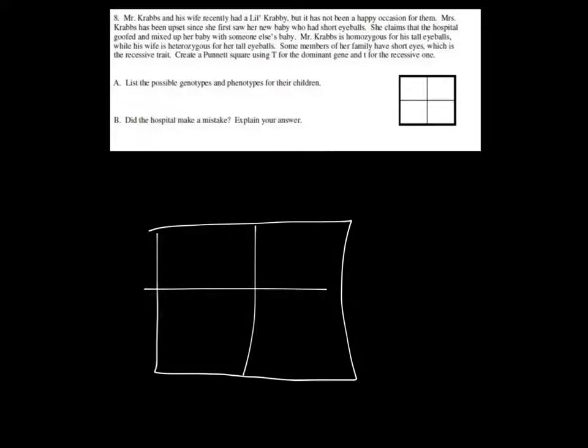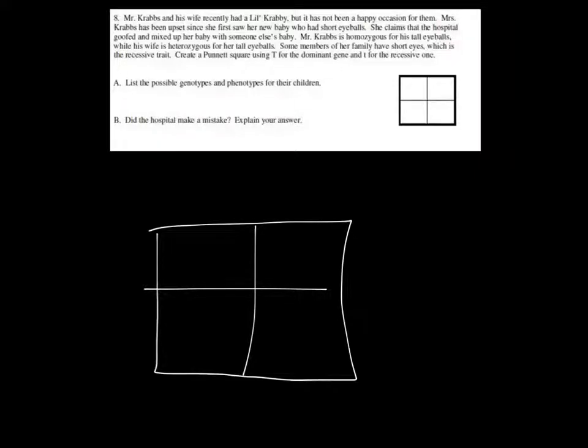This is an example of a simple monohybrid completely dominant trait. So here we're looking at Mr. and Mrs. Krabs, and we're looking at tall eyeballs. And the problem says that tall eyeballs are dominant and short eyeballs are recessive. And so here it says Mr. Krabs is homozygous for his tall eyeballs.